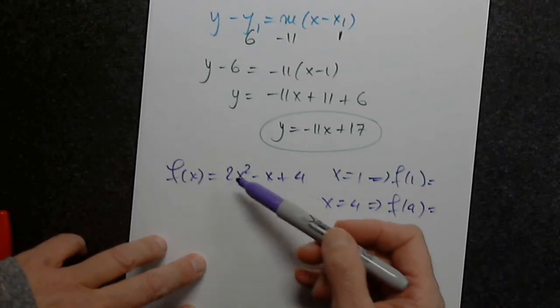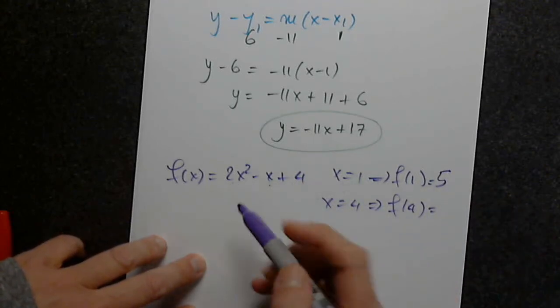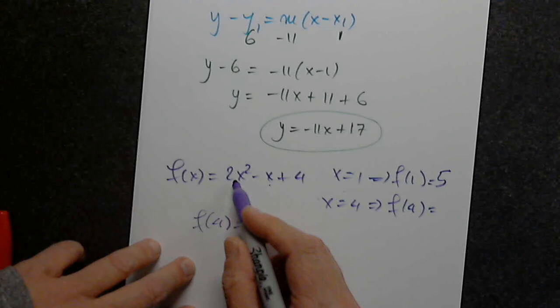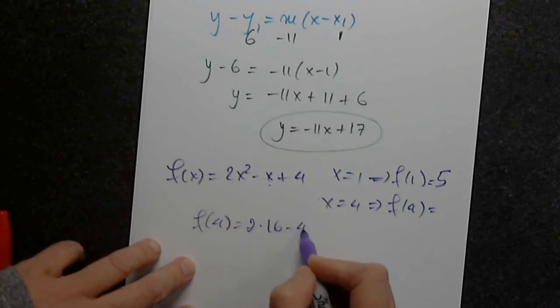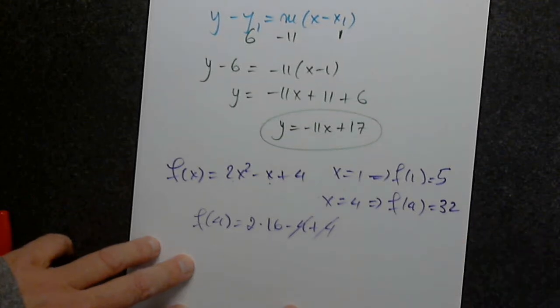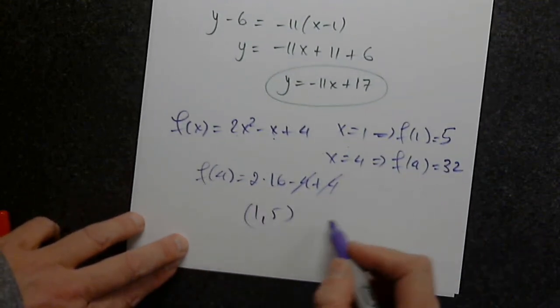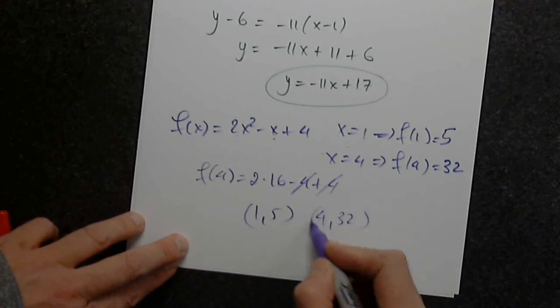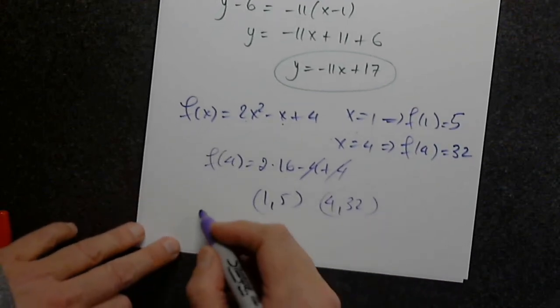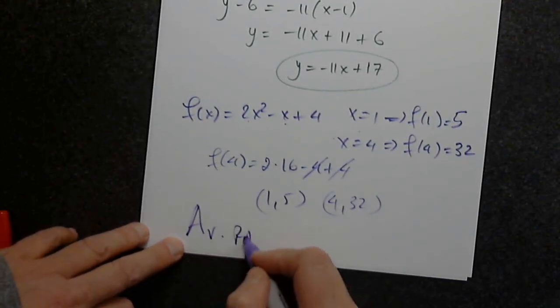So f of 1 is 2 minus 1 is 1, 1 plus 4 is 5. f of 4 is 2 times 16 minus 4 plus 4, but these two go away, so it's 32. The same thing again, I have 1 comma 5, and I have 4 comma 32. All I need to find is the slope, but it's called the average rate of change.